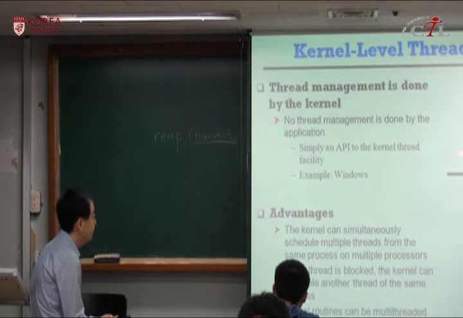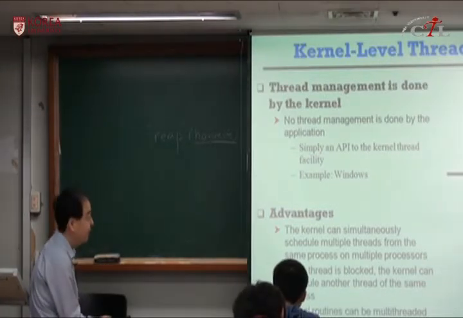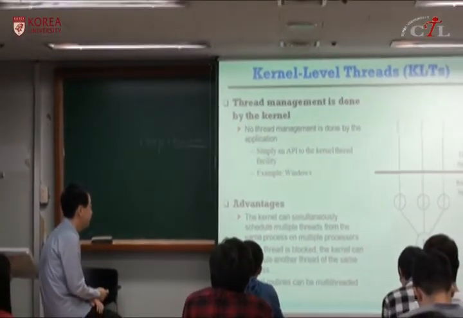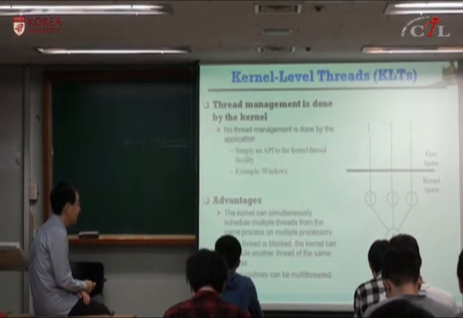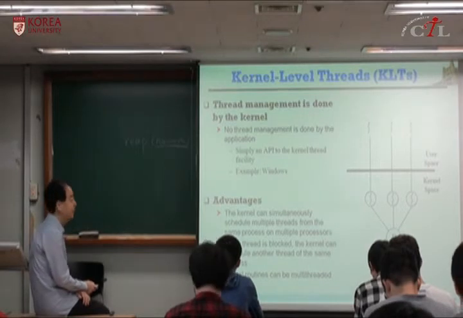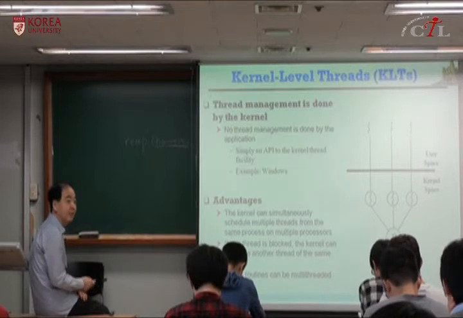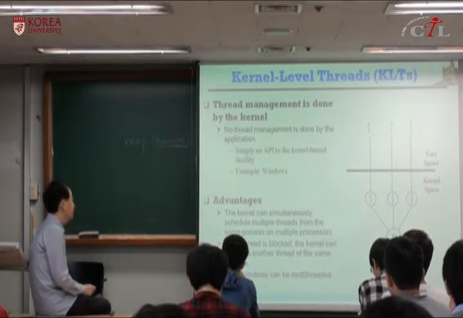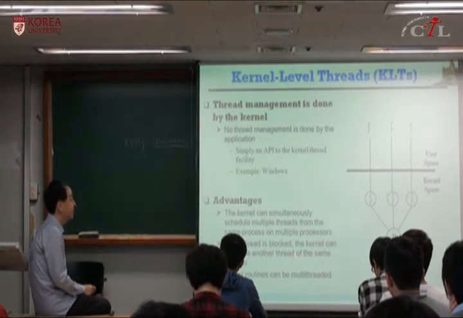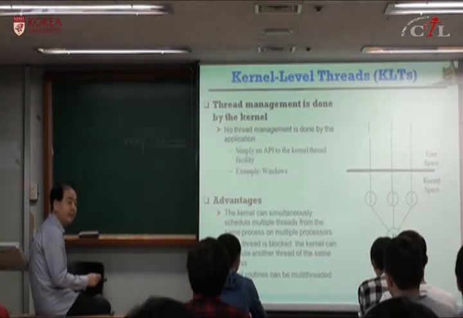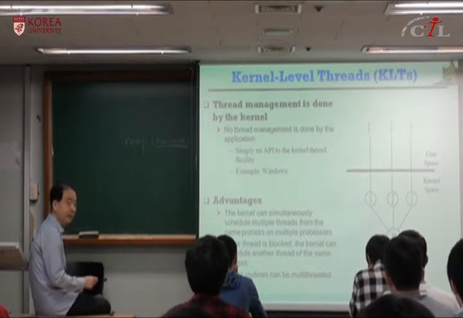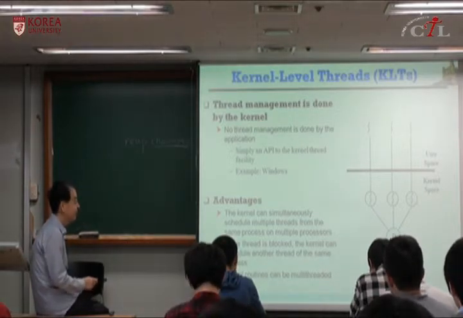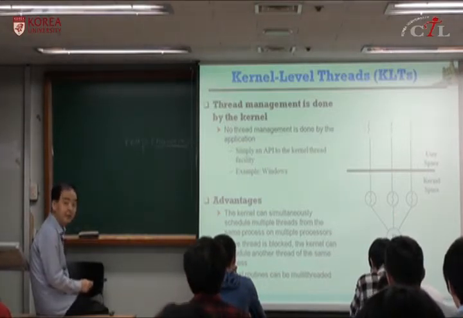At the user space, if you want to create a new thread, you simply call an API to the kernel, and the kernel creates a kernel thread. Kernel threads are the scheduling unit at the kernel. The kernel can simultaneously schedule multiple threads from the same process onto multiple processors or multi-cores, because the kernel thread is the unit of scheduling. You create a kernel thread, and the kernel thread can be assigned a processor or core. If one thread is blocked, the kernel can schedule another thread within the same process. So from the same process, you create 3 threads, and you create 3 kernel threads, and these are all independent kernel threads scheduled by the processors. If one thread is blocked, the kernel can switch to another thread, either within the same process or in 2 different processes.